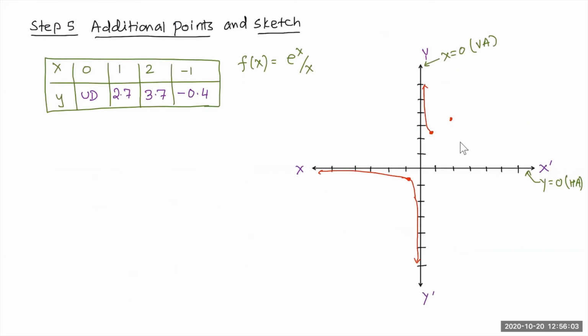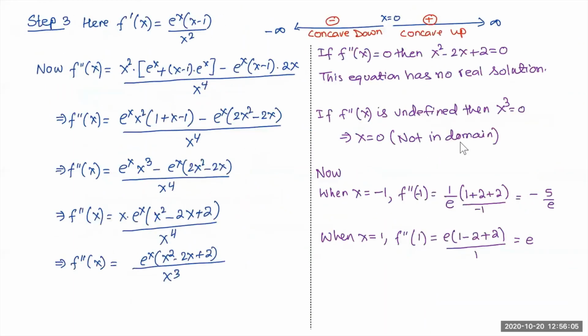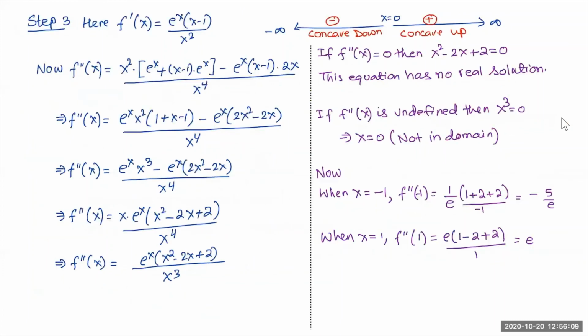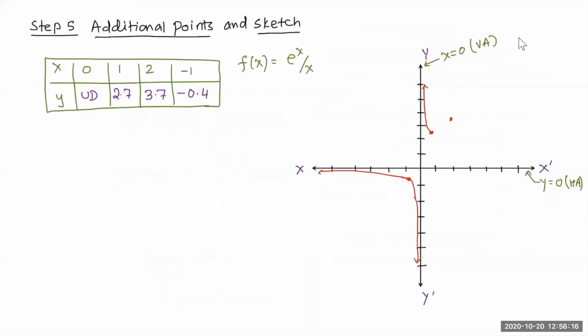But after 1, check there. After 1, the graph is increasing. And also after 1, or for everything from 0 up to infinity, it is concave up and increasing. So from here, it is concave up and then increasing. So that is the graph of the function f of x equal to e to the x over x. This is how we can sketch the graph of the function using calculus.